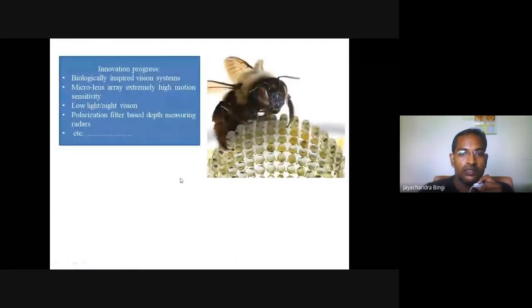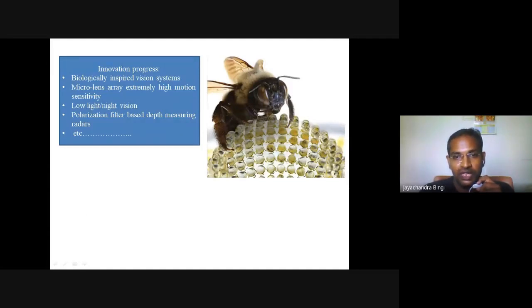So this is what they achieved. This is the micro lens system I told you about, right? This is the way they structure it. This kind of thing they used in those drone cameras. So that is about the sensing systems in nature.